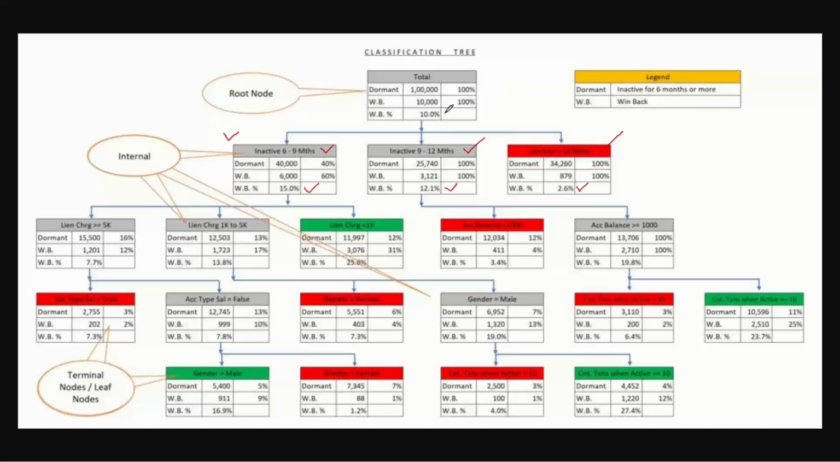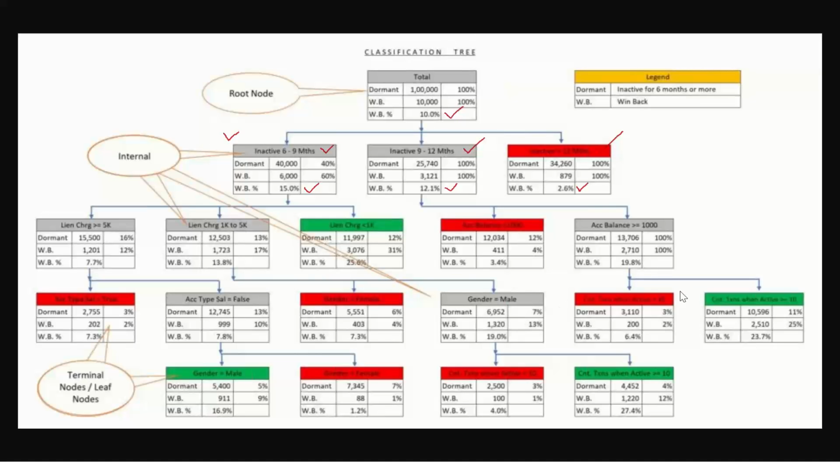So what you can see is my overall win back success was 10%, but just by segmenting, by breaking the entire data based on length of inactivity, I find that customers who have recently gone inactive are easy to activate and the success rate is higher. Whereas those who have been inactive for 1 year, 2 years, are probably already lost, and trying to activate them is very difficult. Still, there is a margin of hope and only 2.6% can be activated.